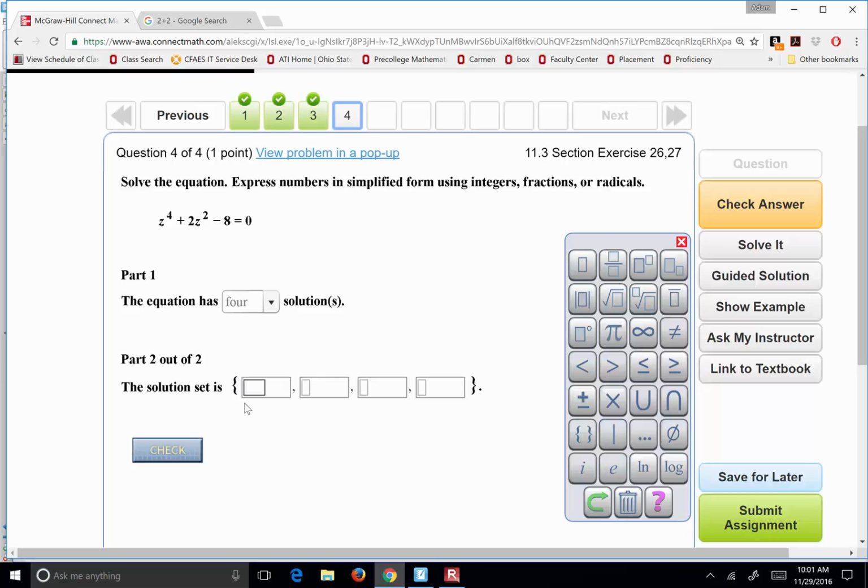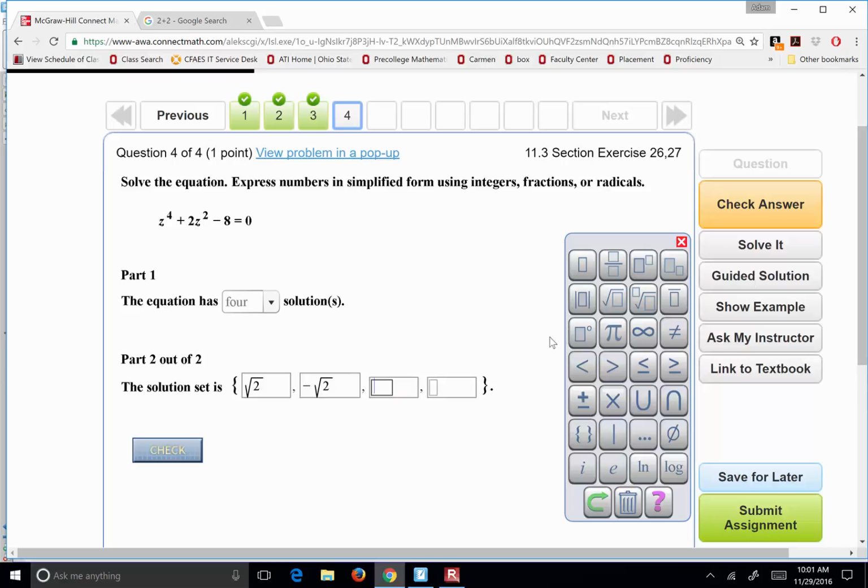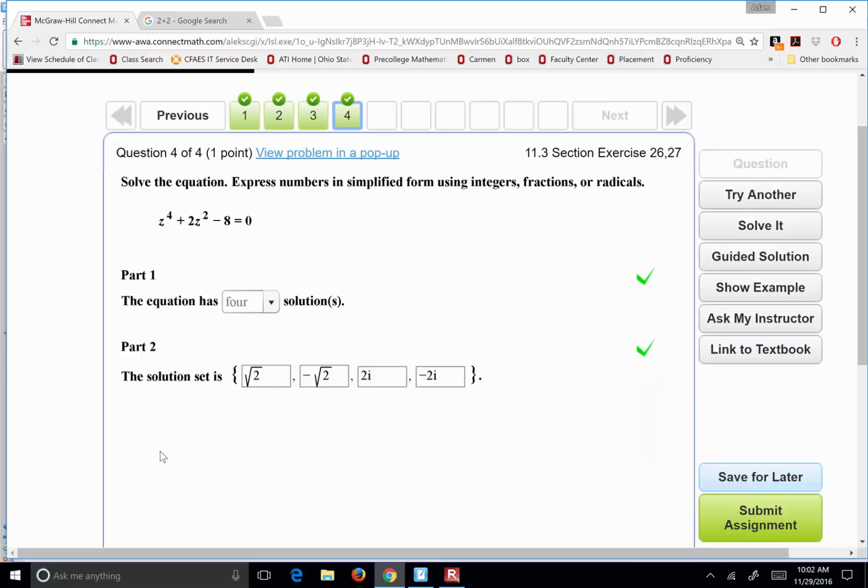And we need to type all of them. So I will start with the real ones. Root 2, negative root 2, 2i, negative 2i, and all done. Okay? Any questions?